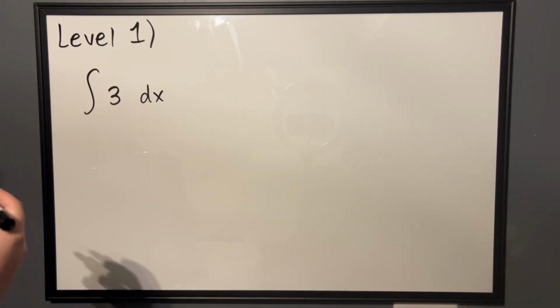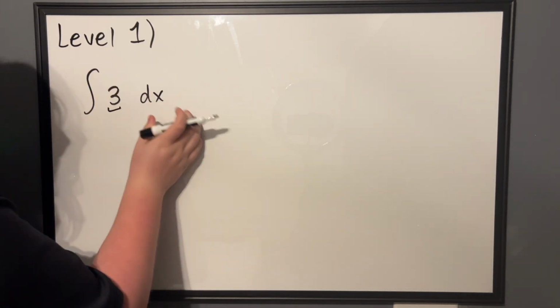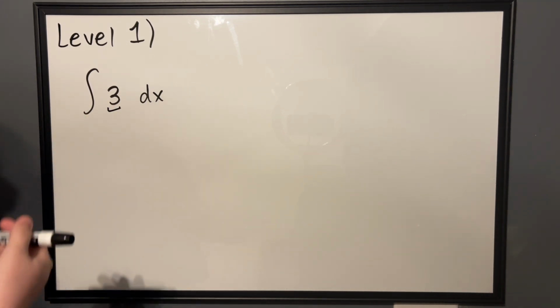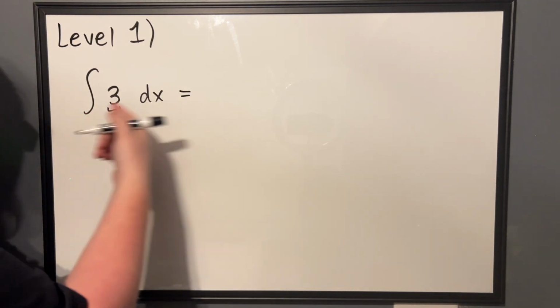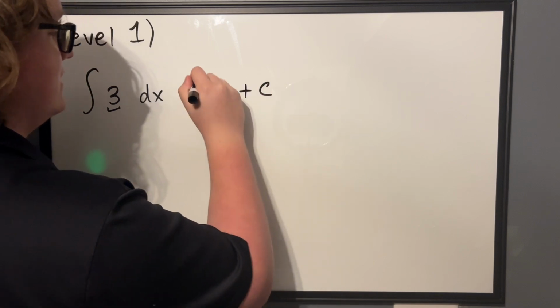But anytime we integrate a constant, so 3 is just a constant, right? The integral sign and the dx are just part of the notation, but the 3 is what we're actually integrating or taking the antiderivative of. So anytime we do that, we just multiply it by an x. So we get 3x, and then we need to add an arbitrary constant c.